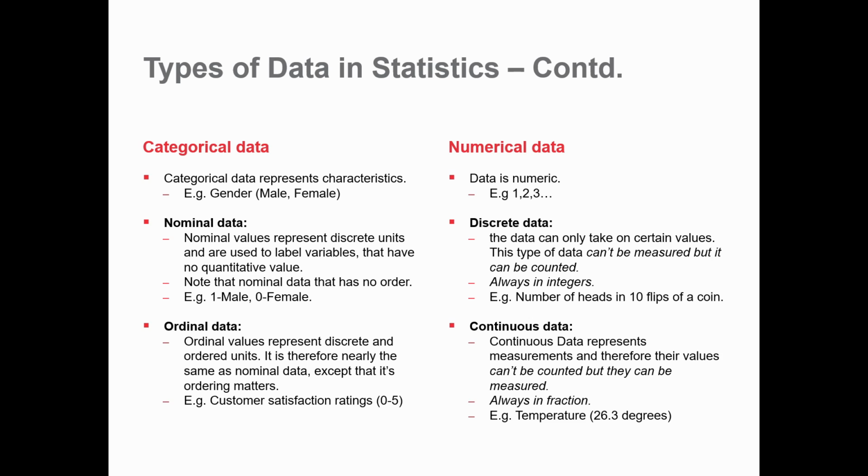For example, when I flip a coin 10 times, out of 10 times, how many times do I get heads? This is an example of discrete data. It cannot be in fraction. It's like I will get 5 times heads out of 10 flips of a coin. So it cannot be like 5.5 times I will get heads, right? This is an example of discrete data.